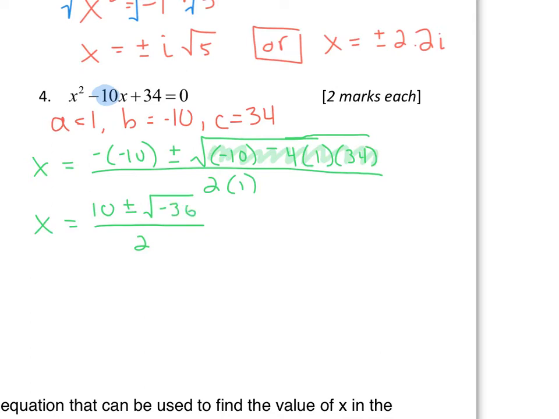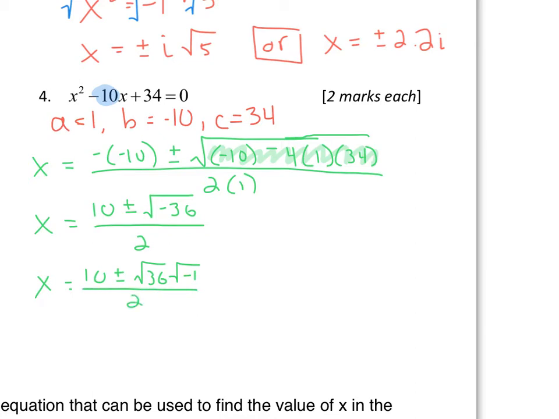Now this should give me a little bit of an opportunity to stop and think. And the reason I say that is because the item under the radical is a negative. That's going to yield an imaginary solution. So I should, at this point, consider factoring that into the square root of 36 and the square root of negative 1. All right?